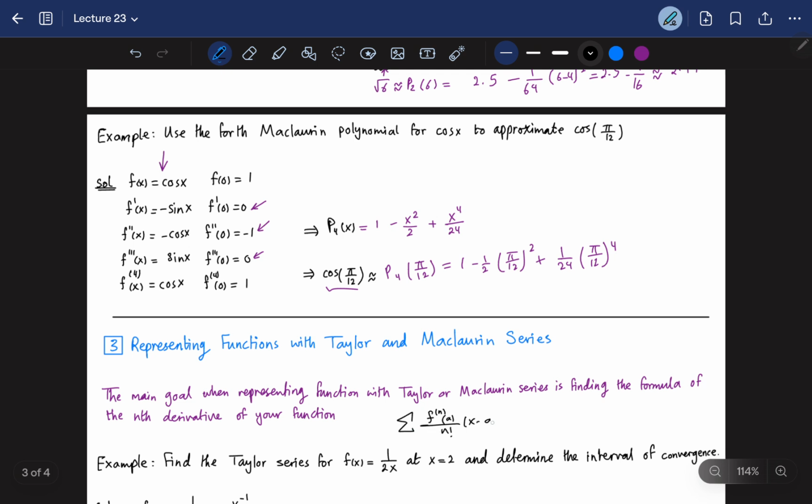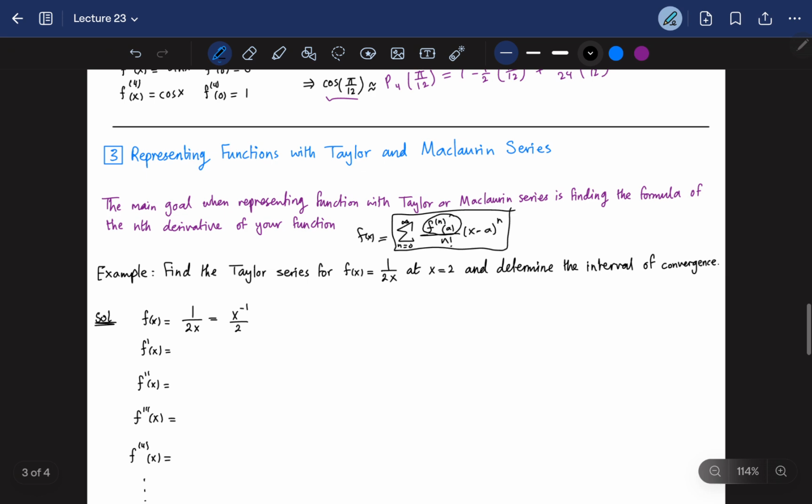which is this one here. And I can write any functions in terms of that. So the main goal here is if you're able to calculate the nth derivative, or you're able to find that formula, you just plug it into this series and you're done.